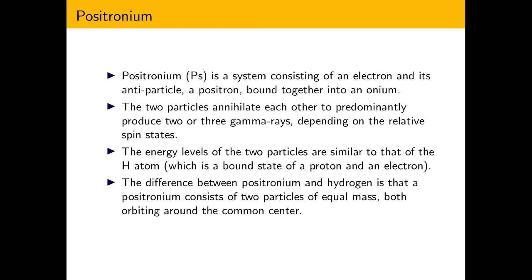But as I said earlier, they annihilate each other to produce 2 or 3 gamma rays, and this depends on the spin states. We'll mostly be looking at the spin number being 1. Also, like I specified before, the energy levels are very similar to that of the H atom, but there are a few differences which I'll get to in a while. One of these differences is that it consists of 2 particles of equal mass, and there's no center, versus a hydrogen atom where you'd have a proton in the nucleus with an electron revolving around it. So next slide, please.